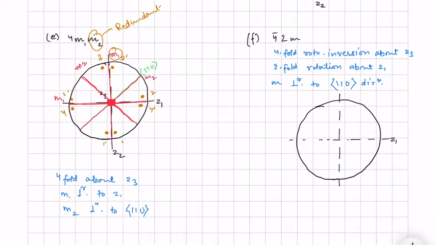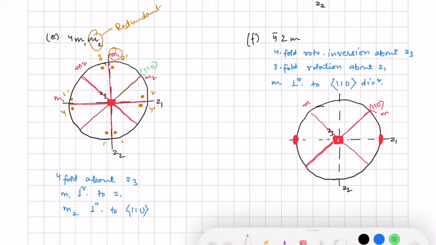So this is Z1, Z2 and Z3. Let us first have four-fold roto-inversion, with a hollow circle in between. Then two-fold rotation about Z1. This is your two-fold about Z1. Then mirror perpendicular to 110. So this is your 110, and a mirror perpendicular to this is this one. And after four-fold rotation, this also becomes a mirror.